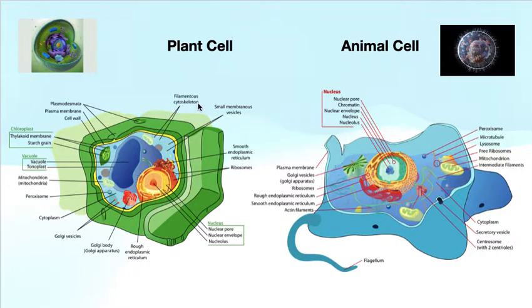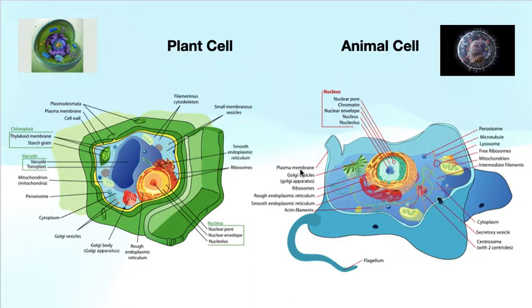This is the plant cell again. You start with small membrane vesicles, smooth endoplasmic reticulum, ribosomes, and the nucleus, nuclear membrane, nuclear pore, nucleolus, rough endoplasmic reticulum, and this is the Golgi body or Golgi apparatus, Golgi vesicles, and the liquid portion is cytoplasm, peroxisomes, mitochondrion or mitochondria. If you take the chloroplast, you see thylakoid membrane, starch grains, plasmodesmata, plasma membrane, also called cell membrane, and you have a cell wall.